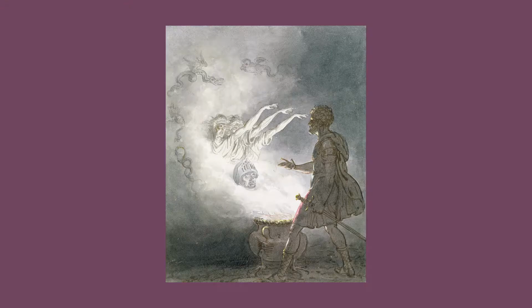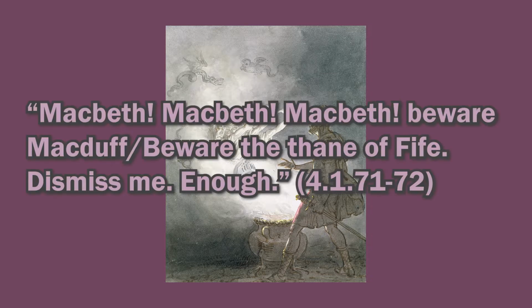So what does he do? He goes back to the witches and he asks for more prophecies because very clearly he is making amazing decisions based on their prophecies. Act 4, Scene 1 is the scene where the witches conjure different apparitions that give Macbeth predictions. The first apparition is an armed head. The first apparition says, "Macbeth, Macbeth, Macbeth, beware Macduff. Beware the Thane of Fife, dismiss me enough."